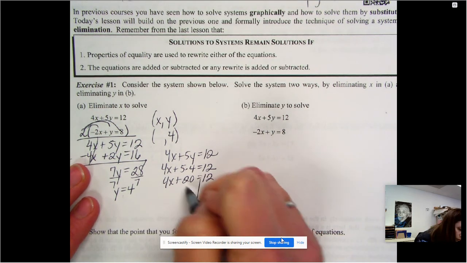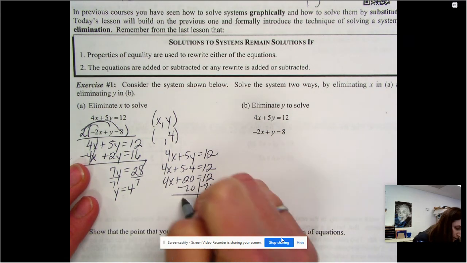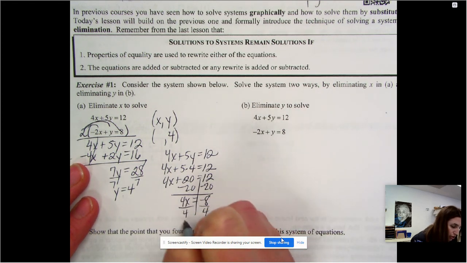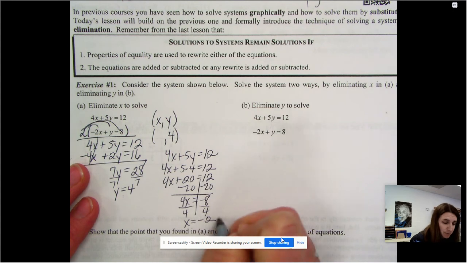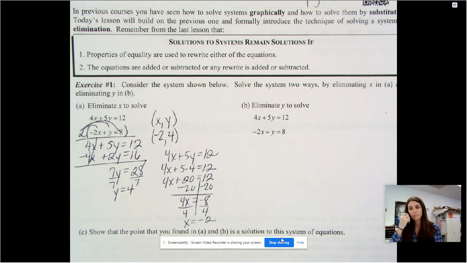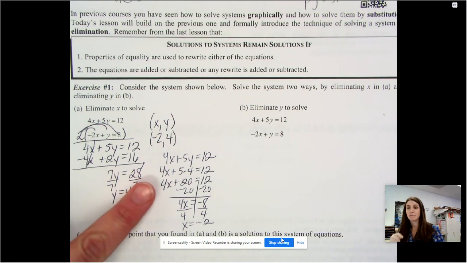Now we're going to move our 20. We get 4x equals negative 8. Divide by 4. We should have x equals negative 2, and place that into your coordinate. So our answer is negative 2, 4.